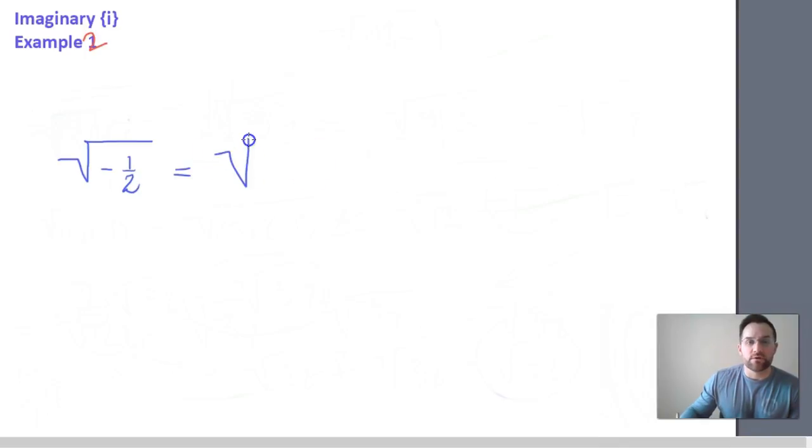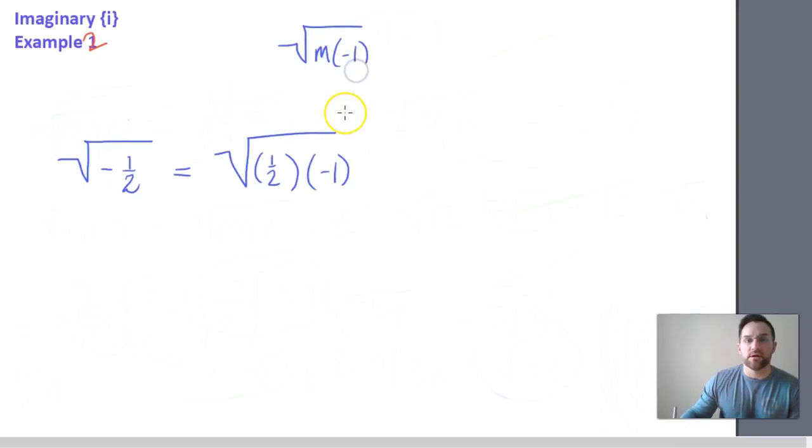So we're going to write our radical symbol. We're going to put 1/2 in parentheses, and we are going to put negative 1 in parentheses here. So we have the square root of 1/2 times negative 1, and that is of the form square root of m times negative 1. And again, that's in the other video. It explains what we mean by that. If you haven't already watched that video, go ahead and look it up. It's on the playlist as m times negative 1.